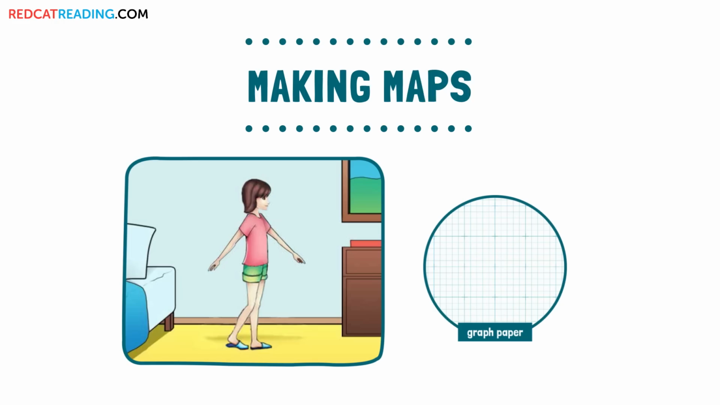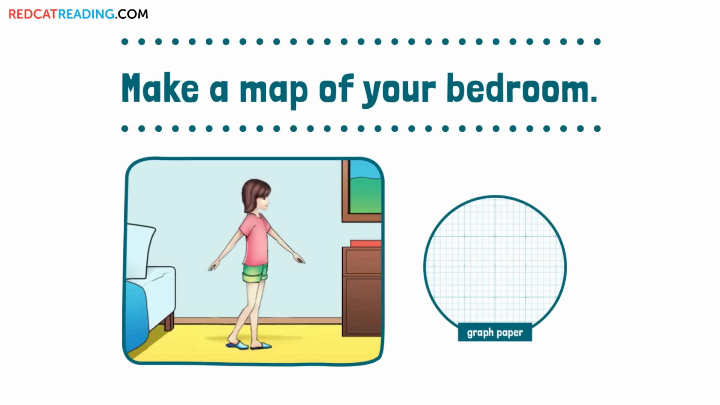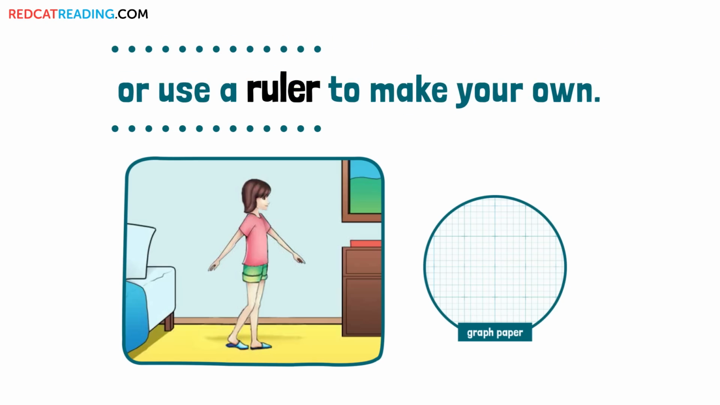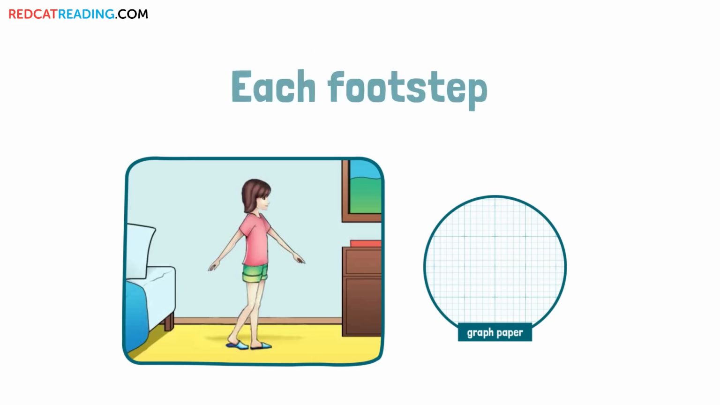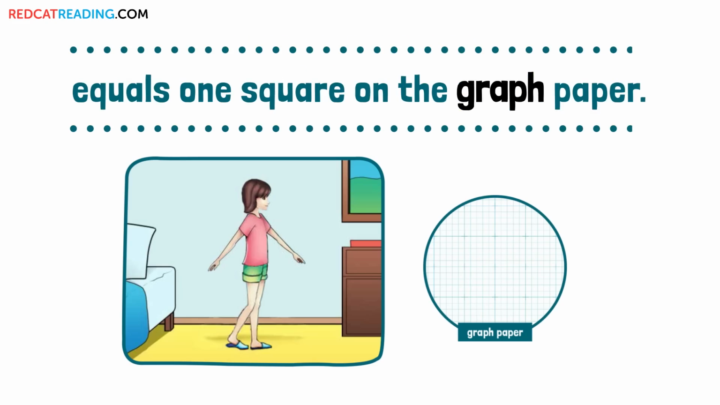Making maps. Make a map of your bedroom. Start with some graph paper or use a ruler to make your own. Measure the room with your footsteps. Each footstep equals 1 square on the graph paper.